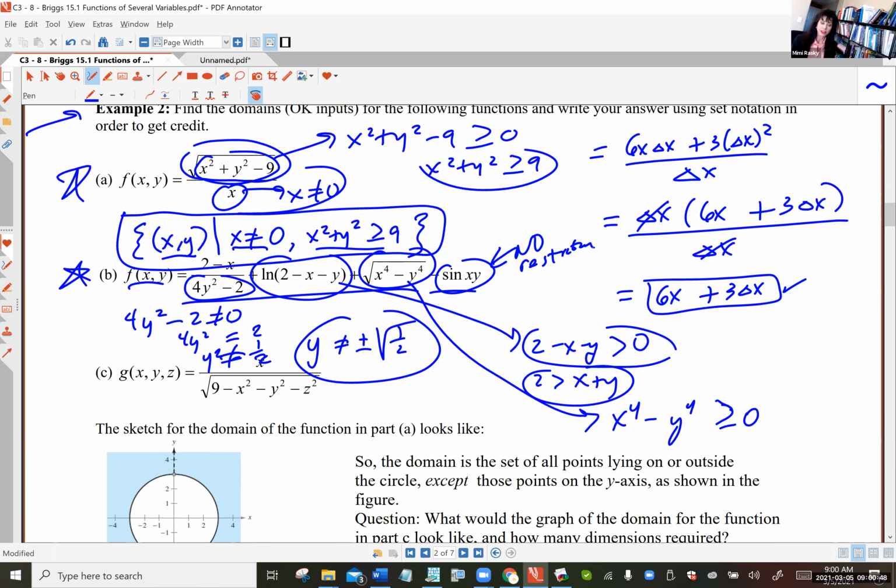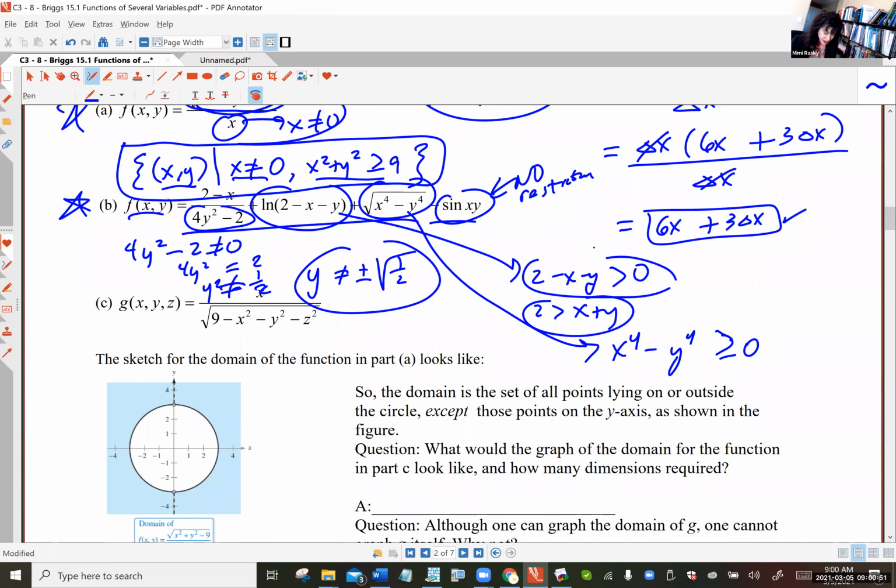Now that you've got all the pieces, put it all together. The final answer for letter B, and boy, did I run out of room here, using set notation, so you're going to have curly braces. You say the set of all points (x, y) such that, vertical bar. By the way, some books, instead of a vertical bar, might have a colon instead. It depends on the notation that book is using. I don't know what Briggs uses, but whether it's a colon or a bar, same thing. I prefer the straight bar, just personal preference. Then you put all your restrictions in there, delimited by commas.